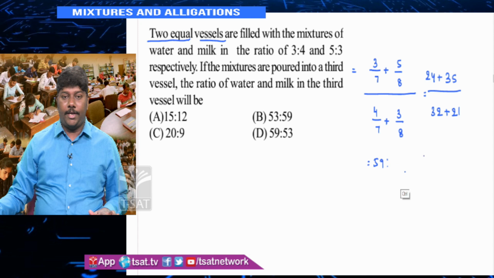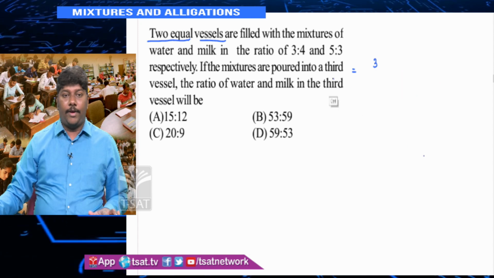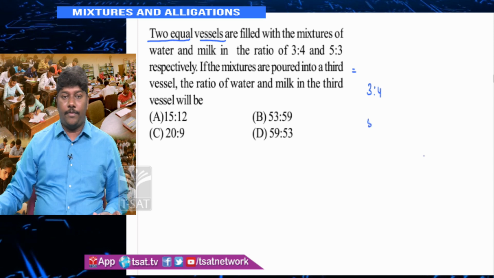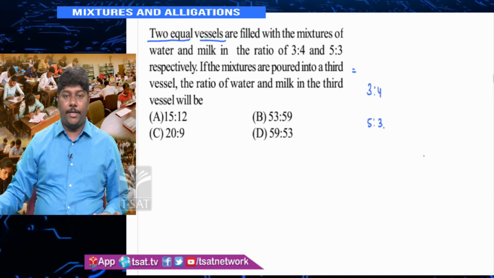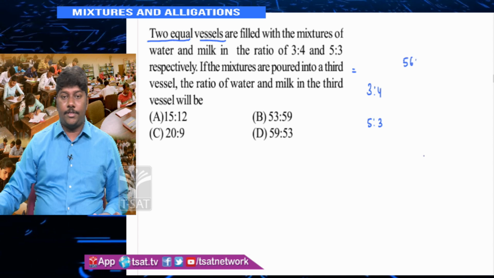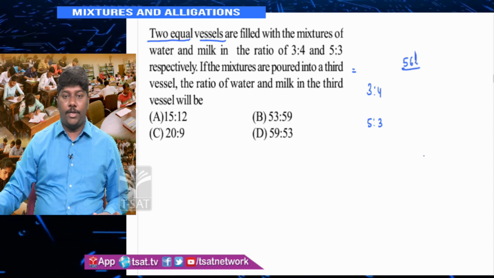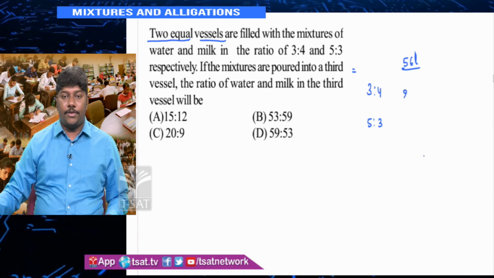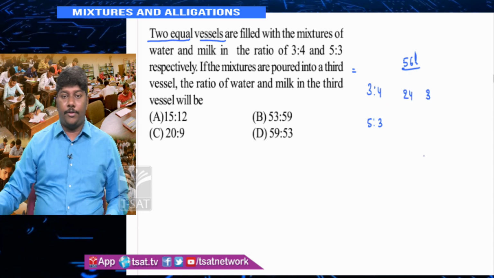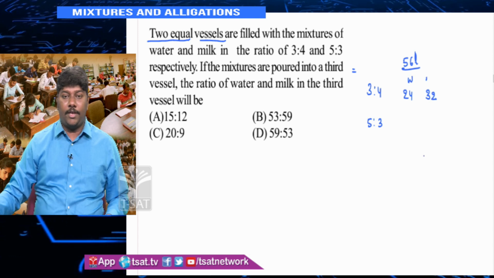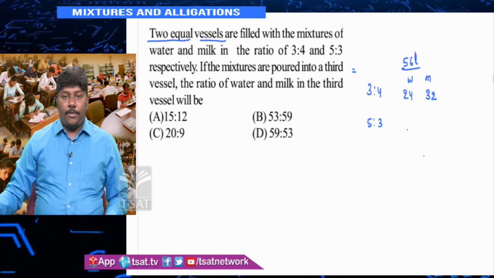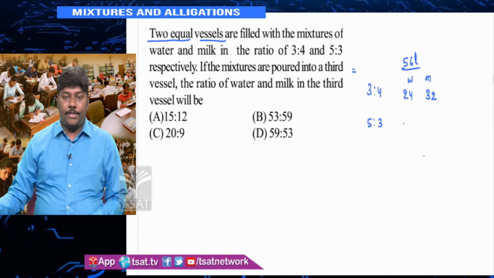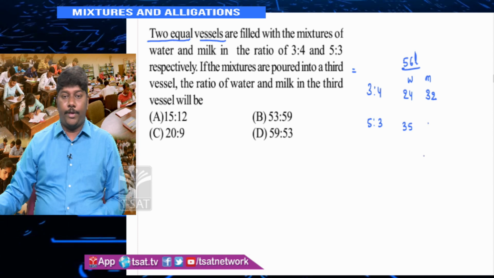The other way of doing it is by taking values. Take a value which is a multiple of these parts, 3:4, 5:3. 7 parts, 8 parts, take 56 liters. In this 56 liters, what is water and milk in the first one? 7 parts, so each part is 8. So 3 8s are 24, 4 8s are 32. This is water and this is milk in the first one. In the second one, 8 parts is 56 means each part is 7. So 5 7s are 35, 3 7s are 21.